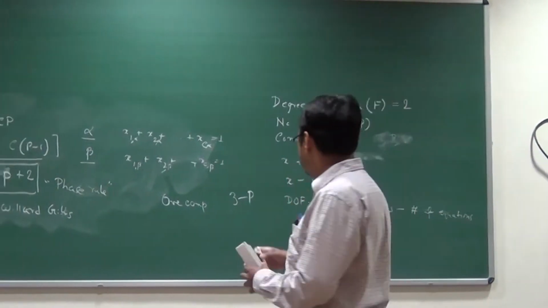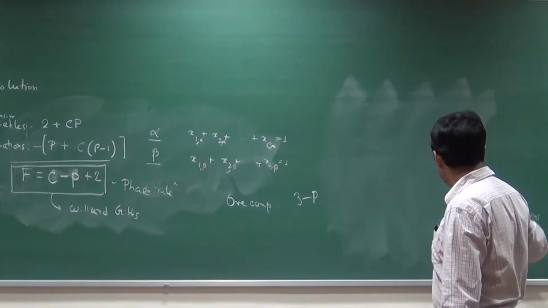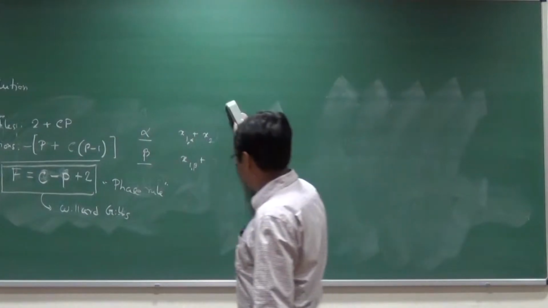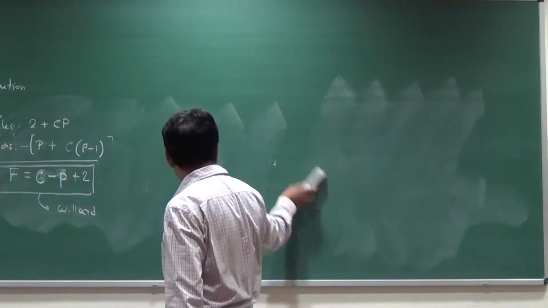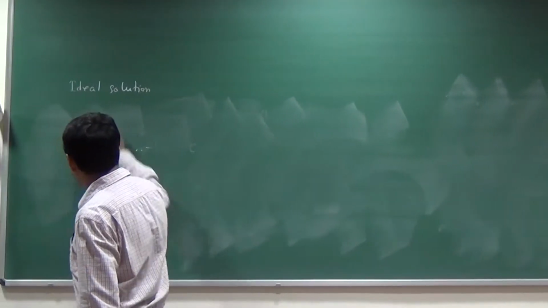Now this will be useful. I'll just come back to it. Okay, and let us basically go back to our original discussion. What happens for an ideal solution?